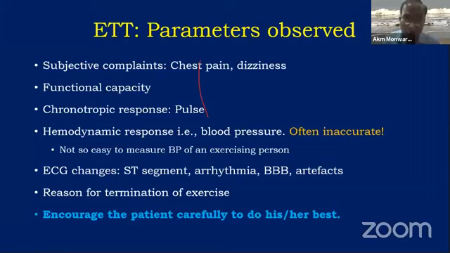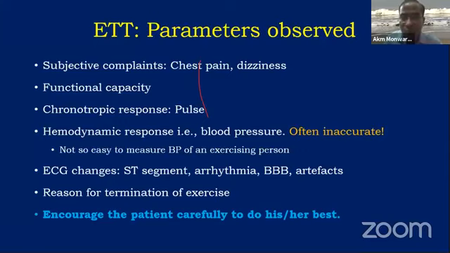What are the parameters observed? The most important one is subjective complaints. Whether the patient is having chest pain or dizziness. Sometimes this aspect is to some extent overlooked, but this should not be done. The next one is functional capacity. Another one is chronotropic response, which is based on the change of pulse and heart rate. The next one is hemodynamic response. That is the behavior of the blood pressure along with the changes in exercise during ETT.